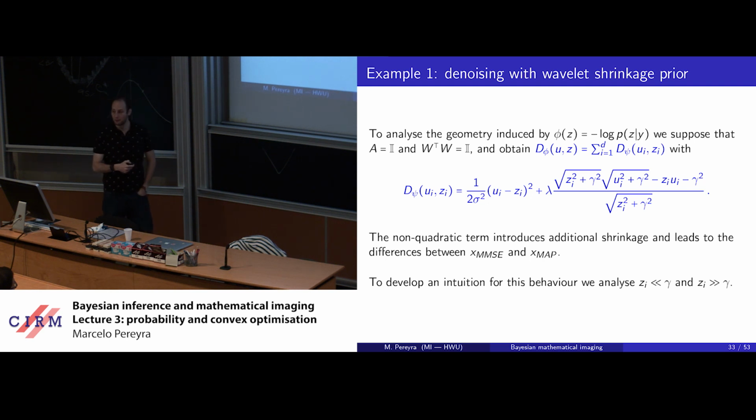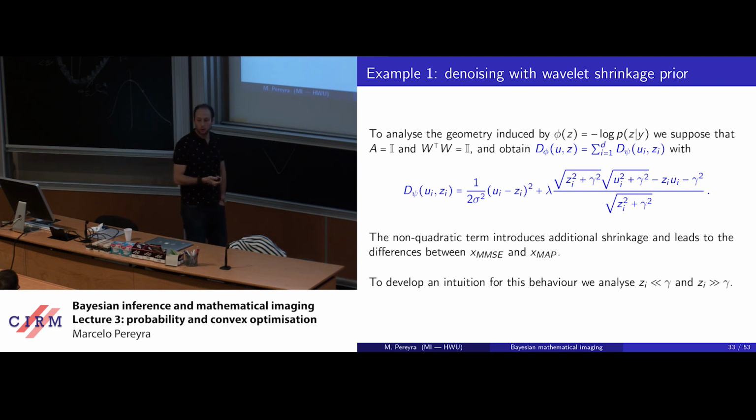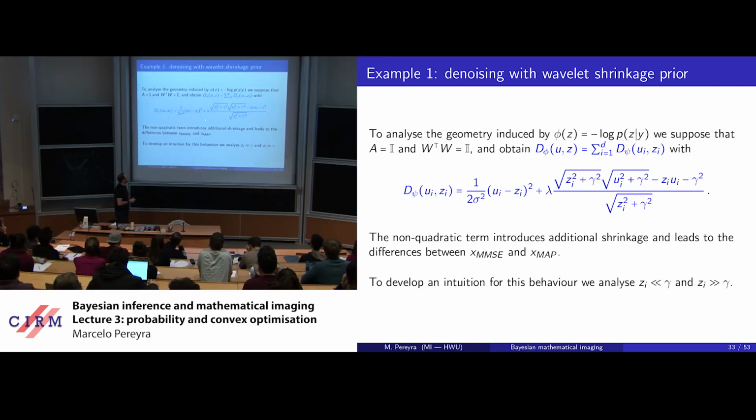So when I'm computing the MAP estimator and I'm trying to minimize this loss, I have a quadratic term. And if I was just computing the mean square error estimator, I would also have a quadratic term. And then this extra term here, the non-quadratic term, is what makes the difference between computing the MAP estimator and the minimum mean square error estimator. This is why the two estimators do not coincide.